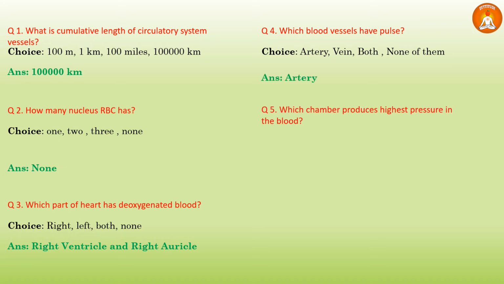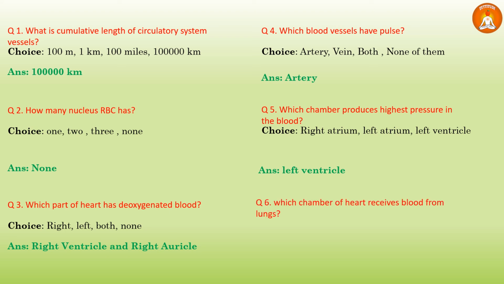Which chamber produces the highest pressure in the blood? Is it left or right? First of all, highest pressure, because that chamber of the heart which pushes the oxygenated blood into the artery will have the highest pressure. So what is that? Is it right atrium, left ventricle, or right ventricle? The answer is left ventricle. The blood comes to the left auricle first from the lungs, then it goes into the left ventricle, and from the left ventricle it pushes the blood through the truncus arteriosus into the aorta.